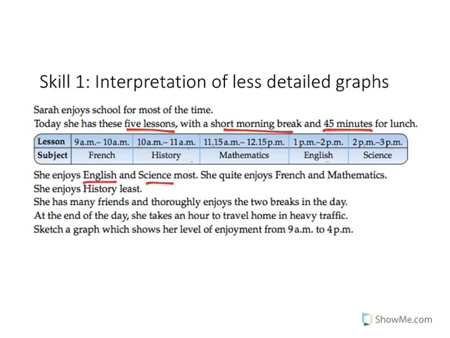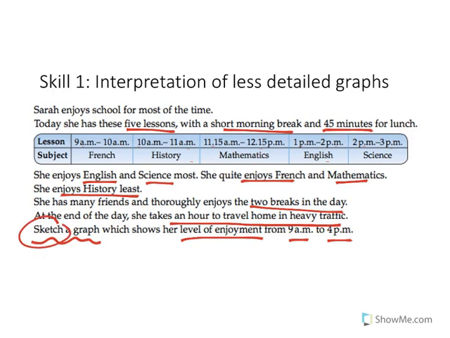She enjoys English and science the most. She quite enjoys math and French, and she enjoys history the least. She has many friends and thoroughly enjoys the 2 breaks in the day. At the end of the day, she takes an hour to travel home in heavy traffic. Sketch a graph which shows her level of enjoyment from 9 a.m. to 4 p.m. When it says to sketch a graph, it's not asking you to be specific about the level of enjoyment, however, we can be specific about her times.